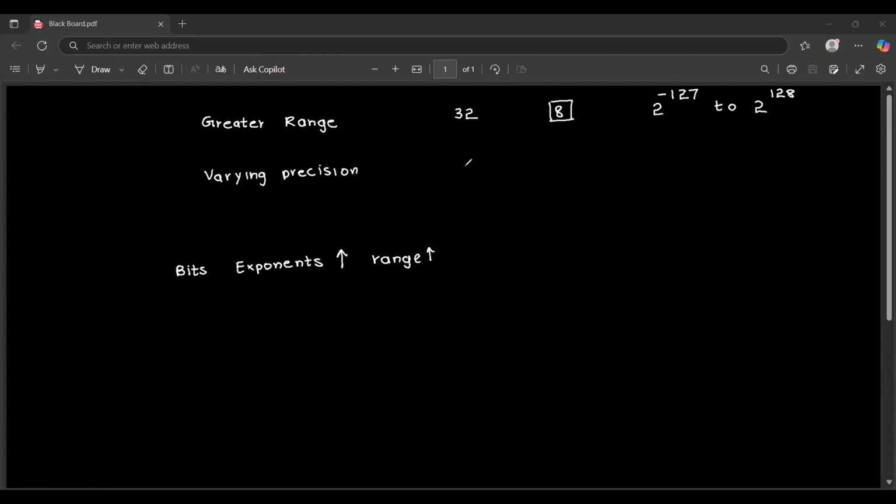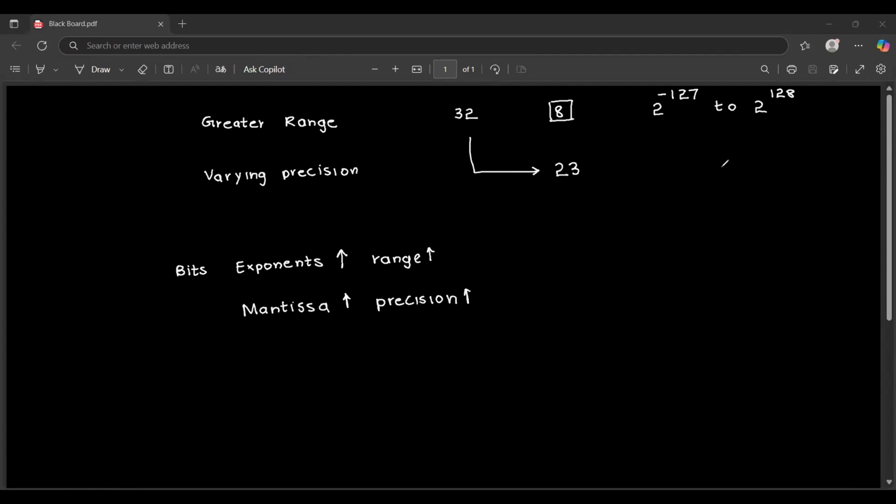What about varying precision? It's about mantissa. In a 32-bit system, we are allocating 23 bits for mantissa, which means we are going for 23 decimal places nearly, in the binary number system. So we are giving the number perfectly right to 23 places. If you increase the bits for mantissa, the precision also increases. This is the main importance and advantage of the IEEE 754 standard.